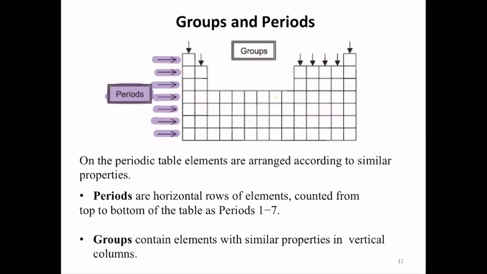To date, we know that the periodic table has 7 periods. This is period 1, period 2, period 3, period 4, 5, 6, and 7. That's what we know to date. The other organization that the periodic table has is in terms of groups.